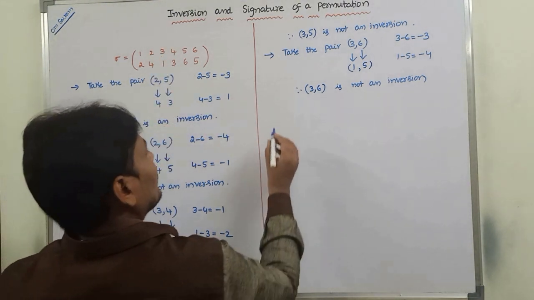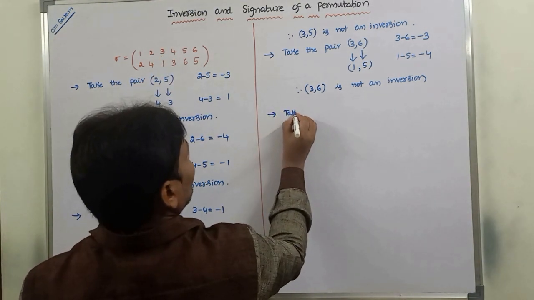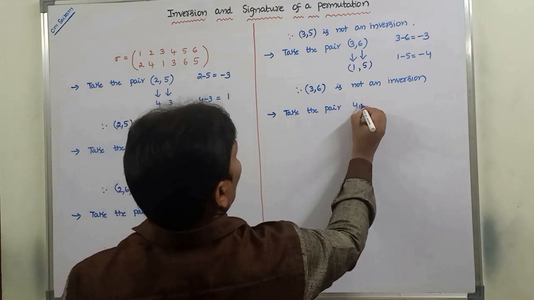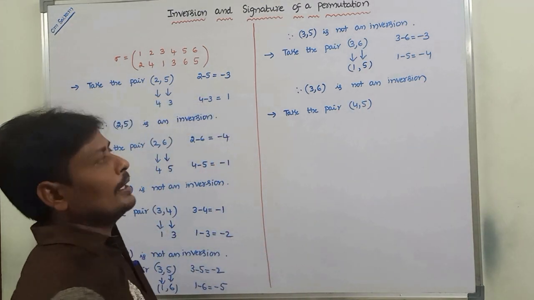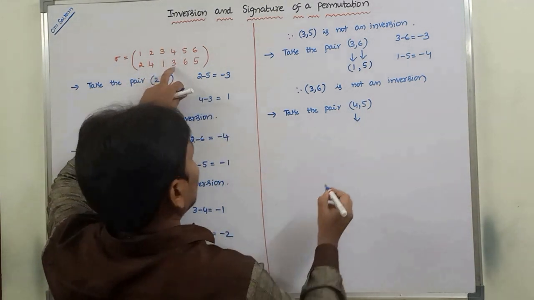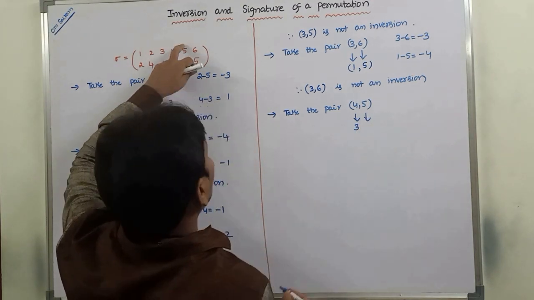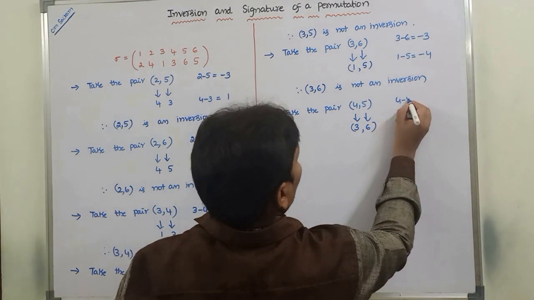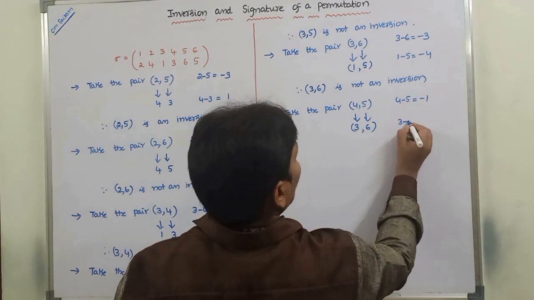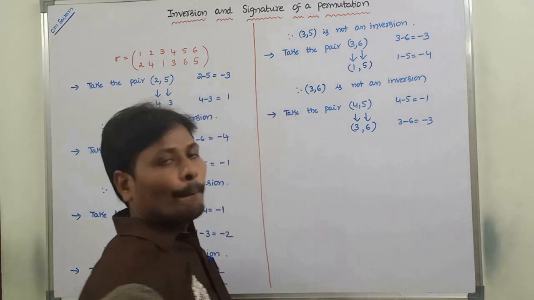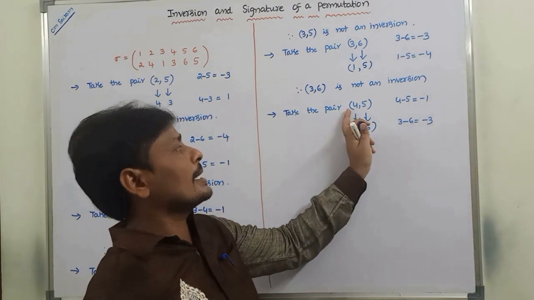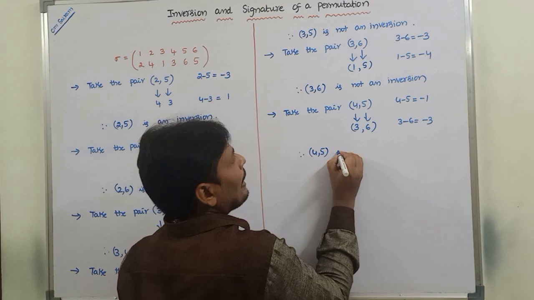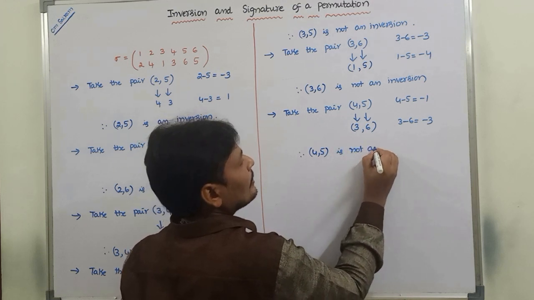Now we can go for 4. So take the pair 4, 5. Okay. So 4 image is 3, 5 image is 6. The difference is 4 minus 5 is equal to minus 1. 3 minus 6 is equal to minus 3. Both are negative results. Hence we can say that 4, 5 is a regular pair. So that 4, 5 is not an inversion.